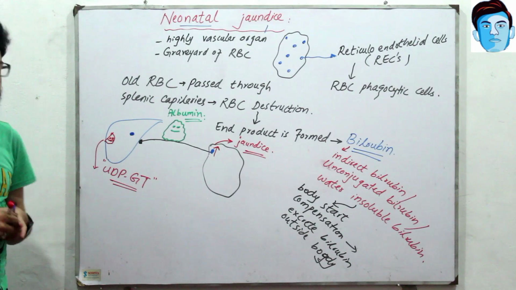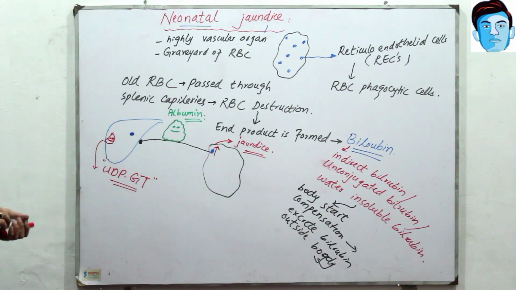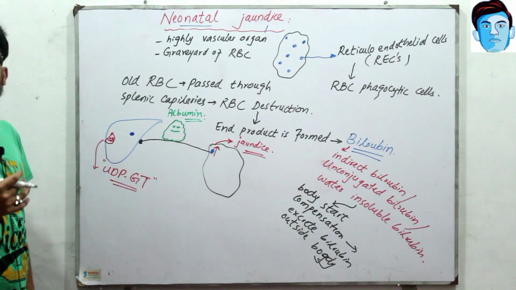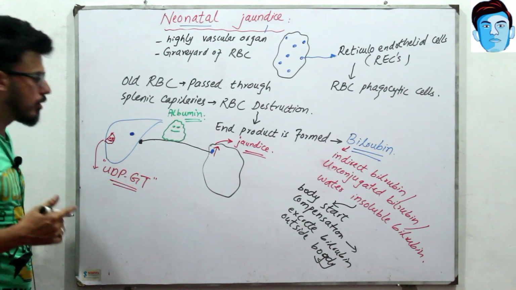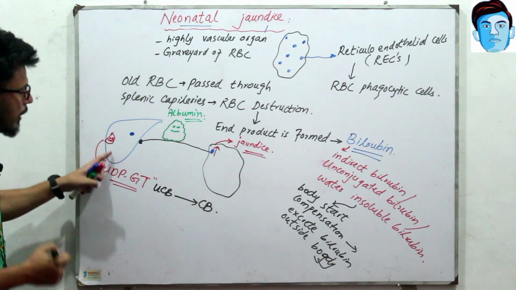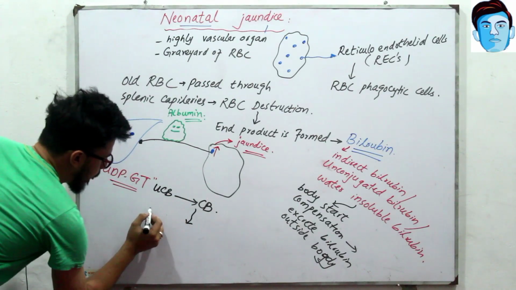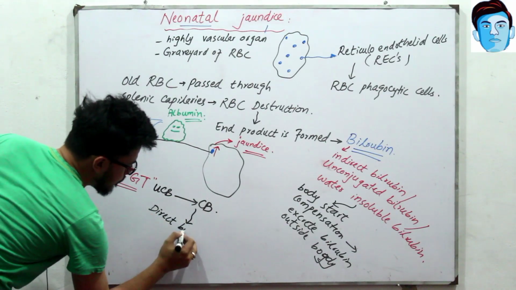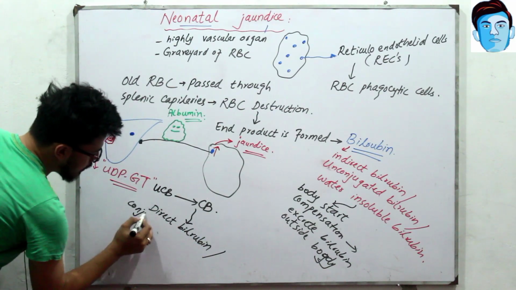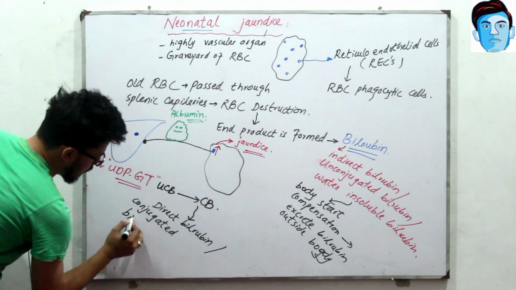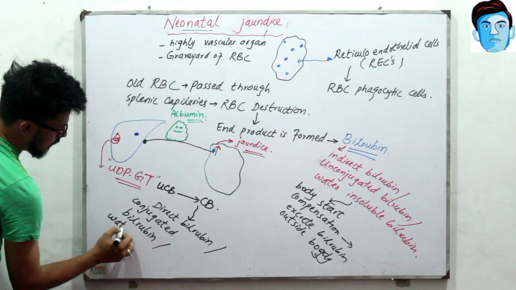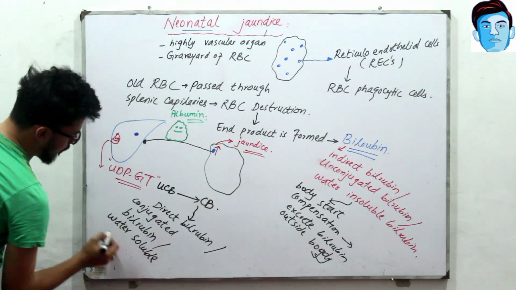Now what is the major function of this UDP-GT? The major function of UDP-GT is, when unconjugated bilirubin comes from the spleen, it converts the unconjugated form of bilirubin into the conjugated form of bilirubin. The bilirubin that is formed here is called direct bilirubin, or conjugated bilirubin, or water soluble bilirubin.